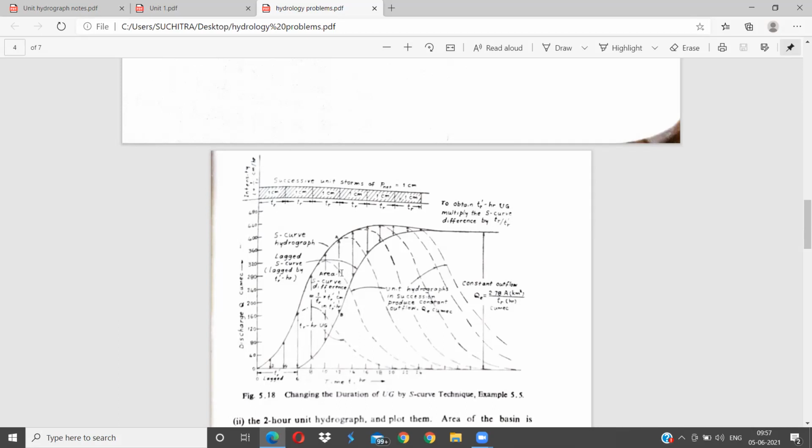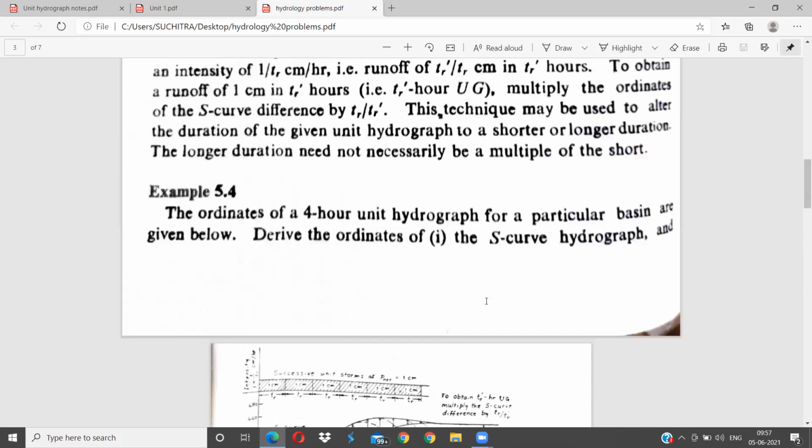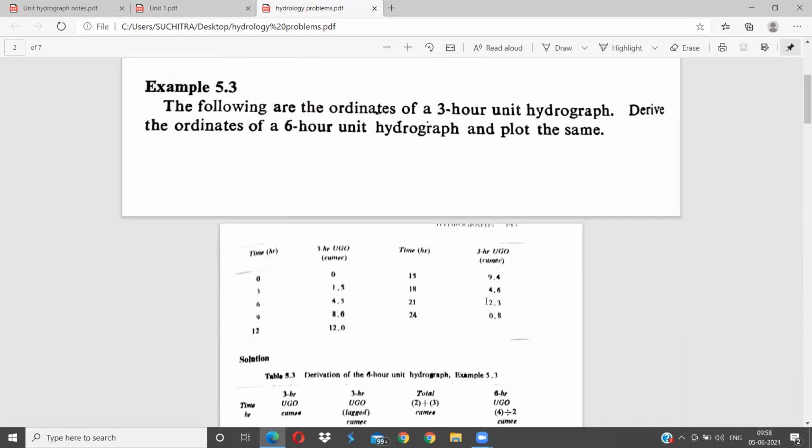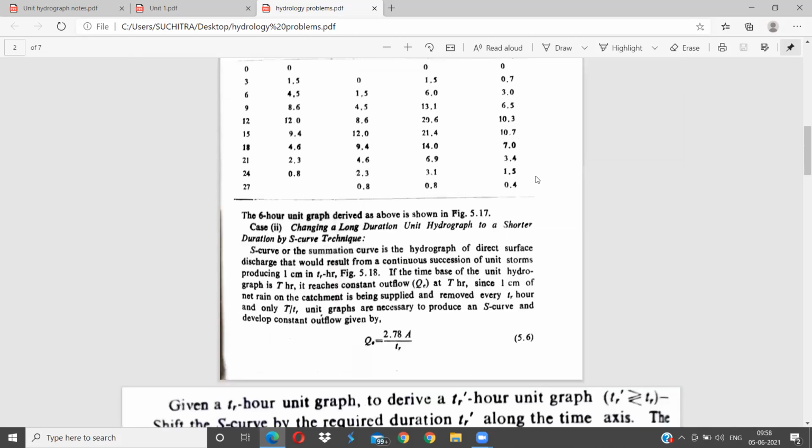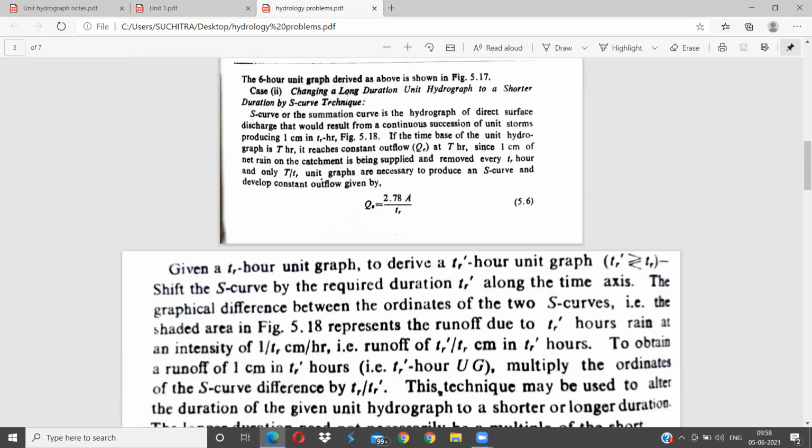So we shall discuss numerical problems on the S curve. In the examination, you may have a problem of this kind, wherein you can change a short duration unit hydrograph to a long duration unit hydrograph, such that the longer duration is an even multiple of the short duration. Or you may have problems on the S curve technique, wherein you can change a long duration unit hydrograph to a short duration hydrograph, or a short duration hydrograph to a longer duration hydrograph, such that the longer or shorter duration is not an even multiple, either way. So this can be done by using the S curve technique.